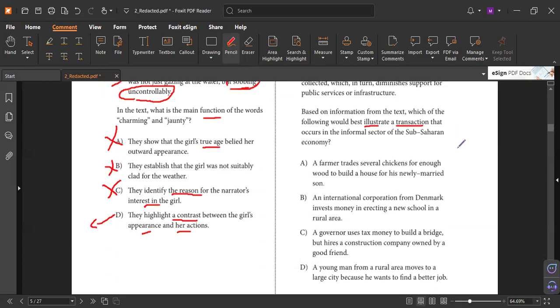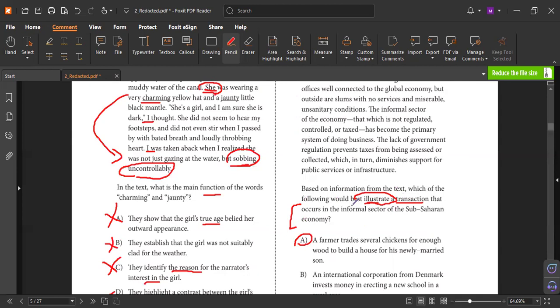A. Letter A, I don't think so. But letter A is correct. That is right. So what illustrates a transaction? We need to know what is happening and be given an example to prove it. So A is indeed the best answer.